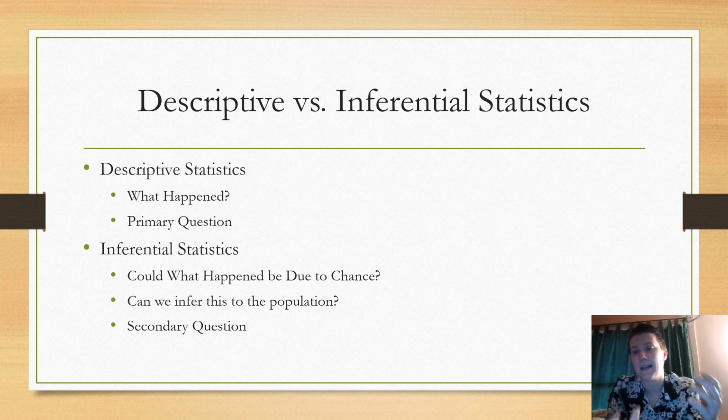Well, the quiet testing condition had a mean of 77 and a standard deviation of 5, whereas the loud condition had a mean of 72 and a standard deviation of 4. That is descriptive statistics. It's all fine and dandy, and you definitely need to have that.